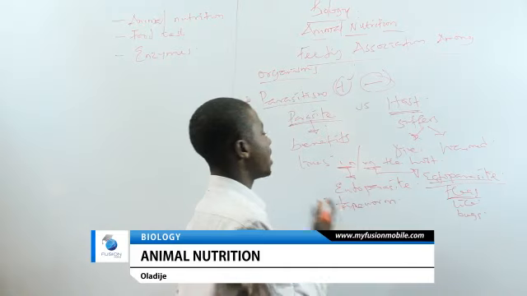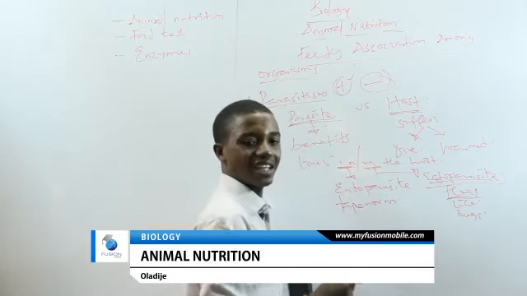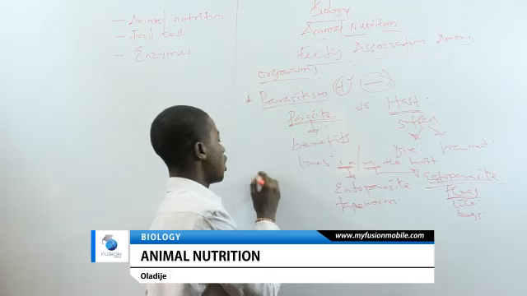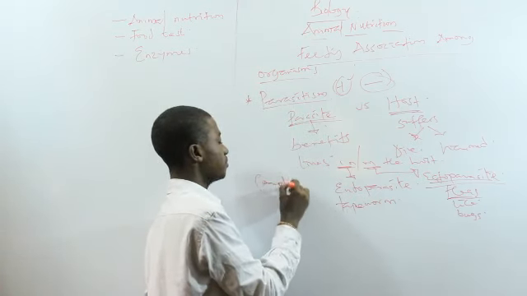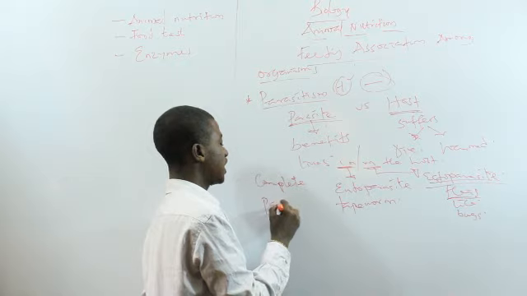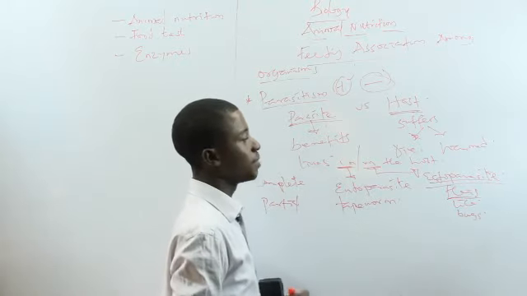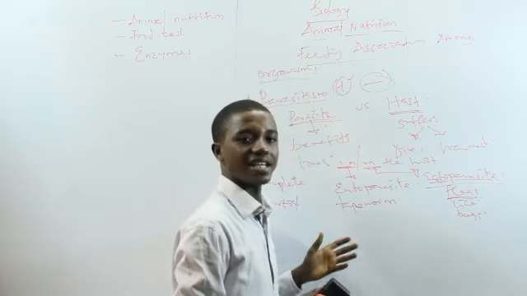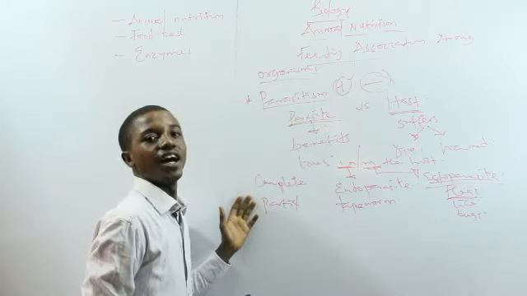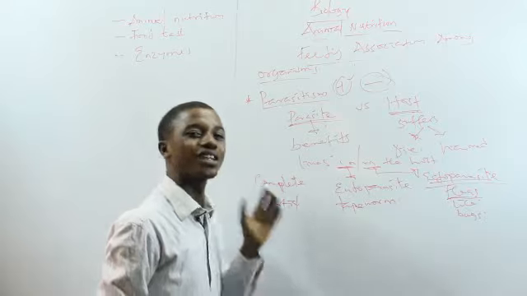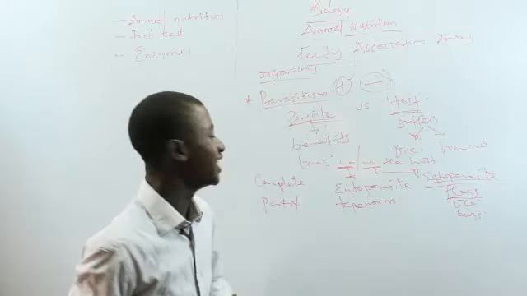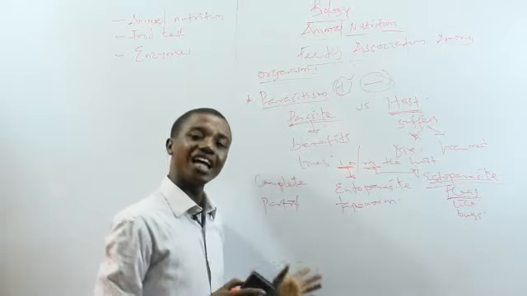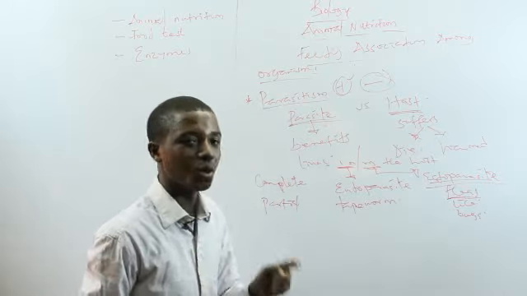Now, aside from parasites being classified as ectoparasite and endoparasite, they could as well be classified as what? Complete parasite and partial parasite. Complete parasites are parasites that live or depend totally on the host. They are usually associated completely with the host. On that note, they would lead to the death of the host.